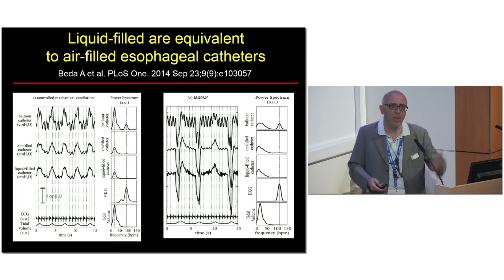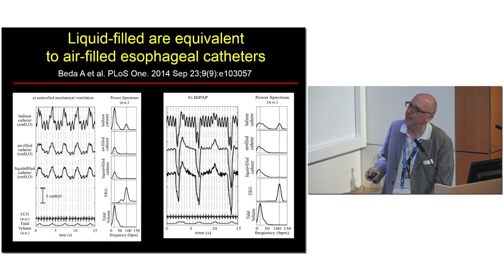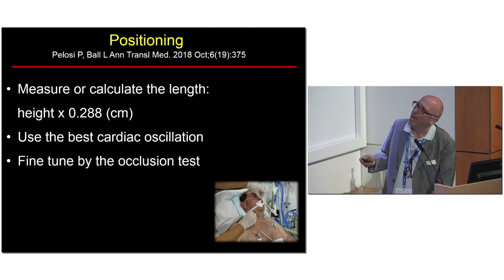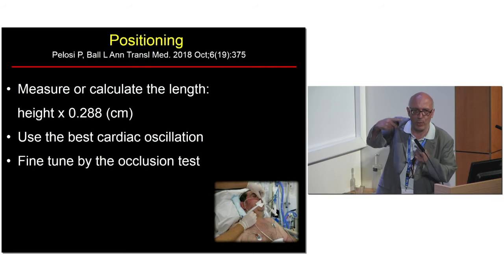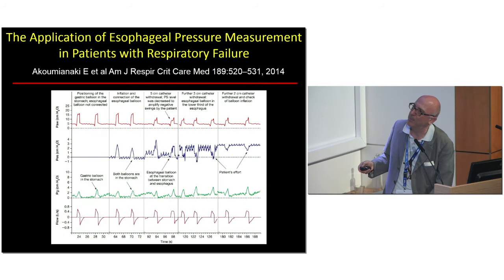So you see, also from a technological point of view, you can have a lot of developments. We believe that only the balloon catheter is the standard. Then we can measure the height of the patient times 0.2, and usually this is used to calculate the length at which we have to put the catheter to get the best cardiac oscillation. I showed you that it depends on the device, and we should perform the occlusion test.